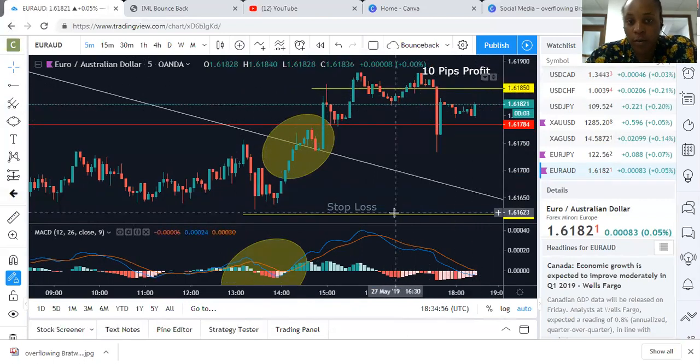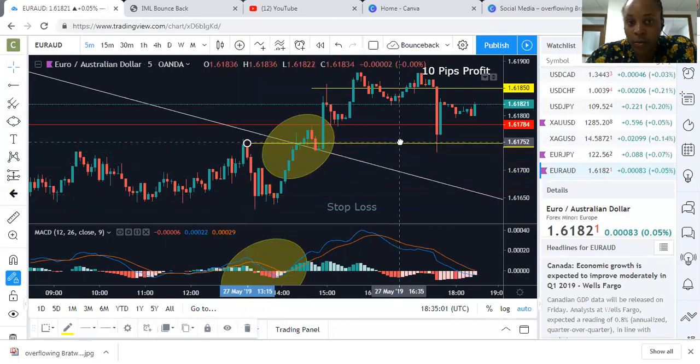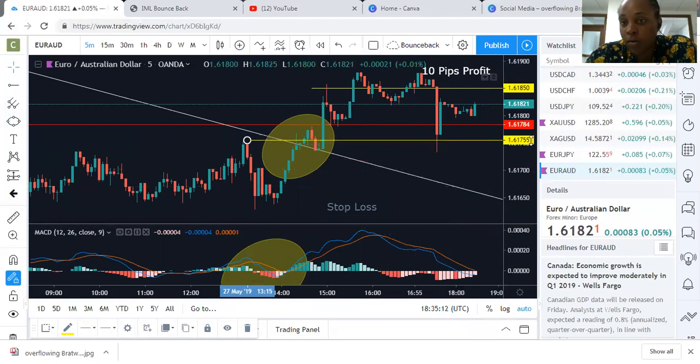You're moving your stop loss now from below the last low to your entry, right? And usually put it a pip above your entry. So if your entry is 1.61752, put your stop loss at 1.61755, just a little above your entry.